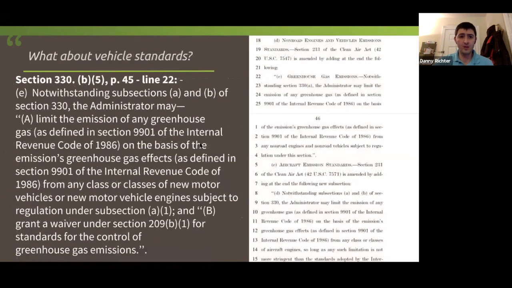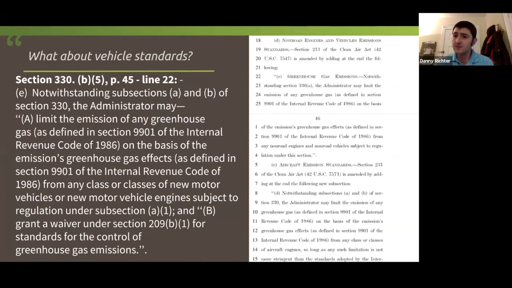Looking a little bit more at this: notwithstanding subsections A and B of section 330, so this is again those parts that actually put the pause on the regulations, the administrator of the Environmental Protection Agency may limit the emissions of any greenhouse gas as defined in section 9901 of the Internal Revenue Code of 1986 on the basis of the emissions' greenhouse gas effects as determined in section 9901 of the Internal Revenue Code of 1986 from any class or classes of new motor vehicles or new motor vehicle engines subject to regulation under subsection A1 and B, grant a waiver under section 209B1 for standards for the control of greenhouse gas emissions.